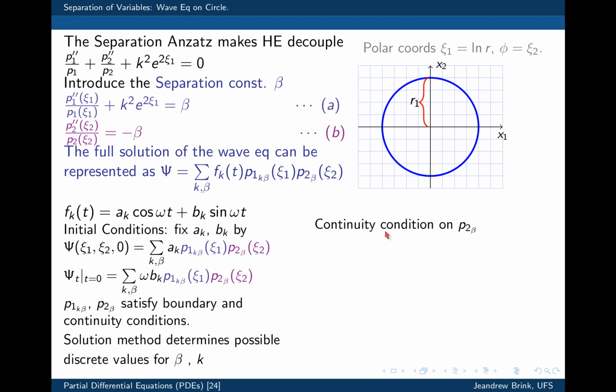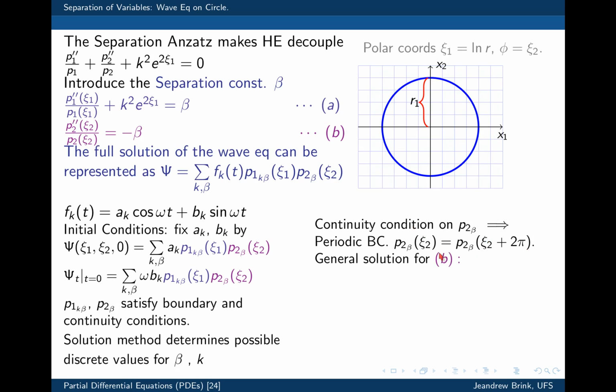But before we do that, let's just look at the continuity condition. We have that this thing gets identified as you go around, and so you basically have periodic boundary conditions, which is this expression. Basically, P2 of C2 should be equal to itself if you've added 2 pi. So modulo 2 pi, there should be no difference in your solution.